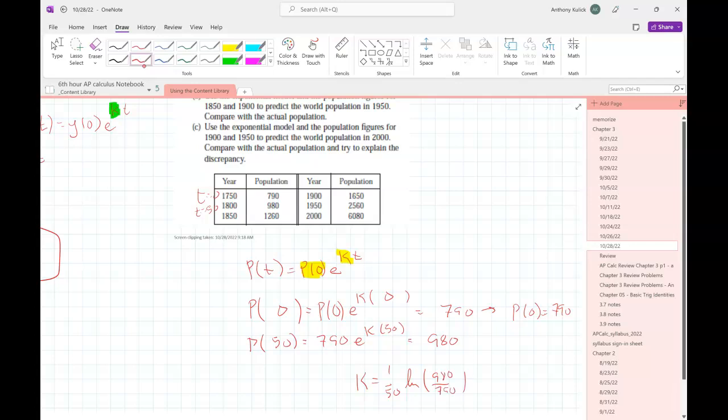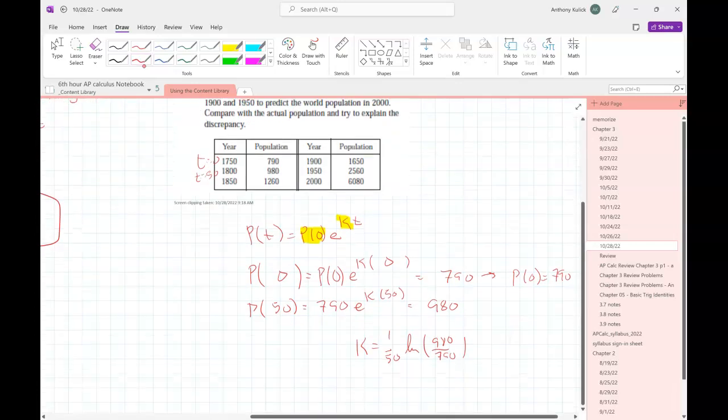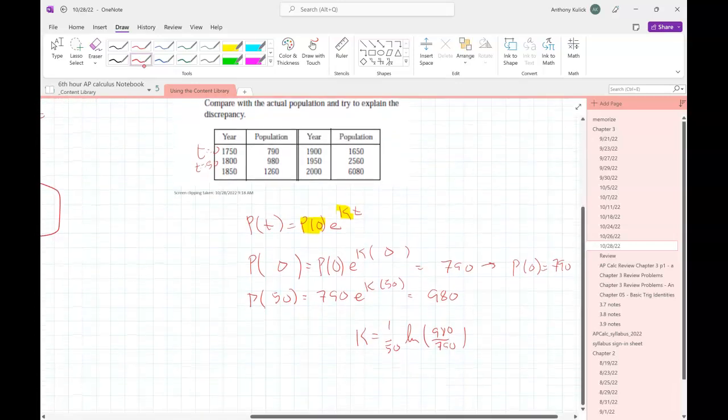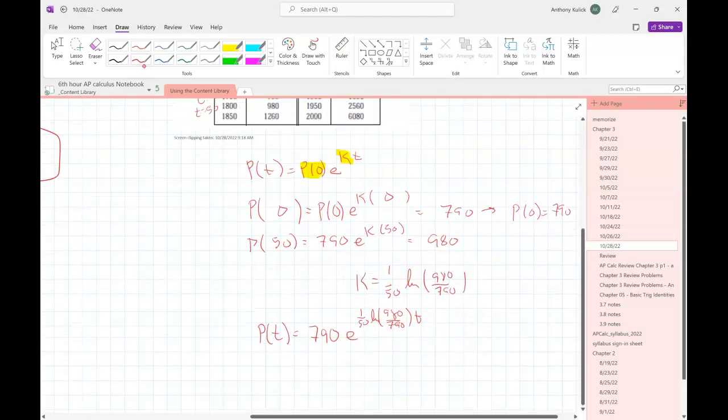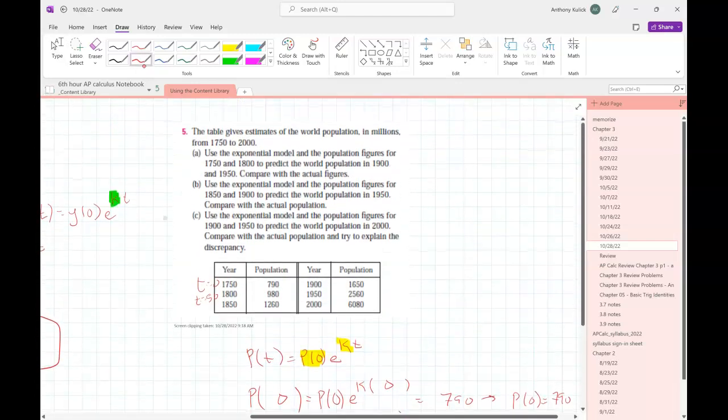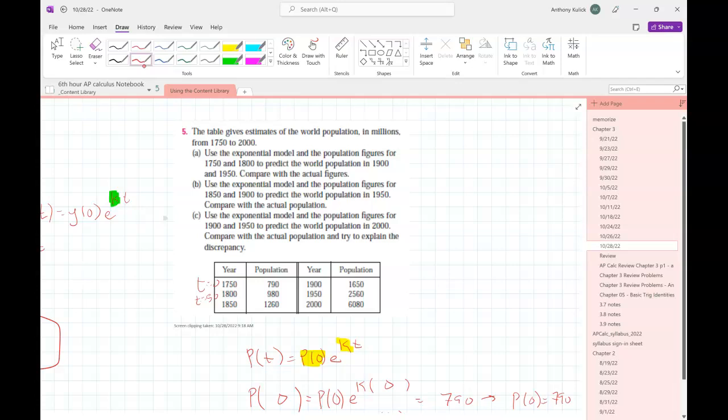To get the k by itself. And I'd probably hang on to all the decimals there. So my model then is going to be that. And then it wants me to approximate the populations at 1900 and 1950. So this is t equals 150 and t equals 200.